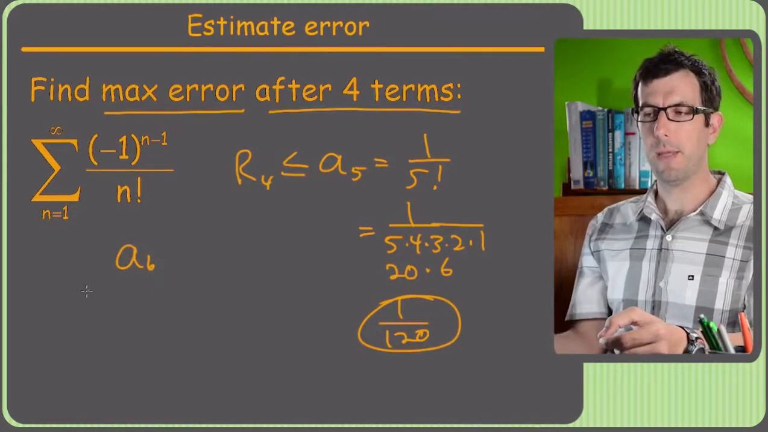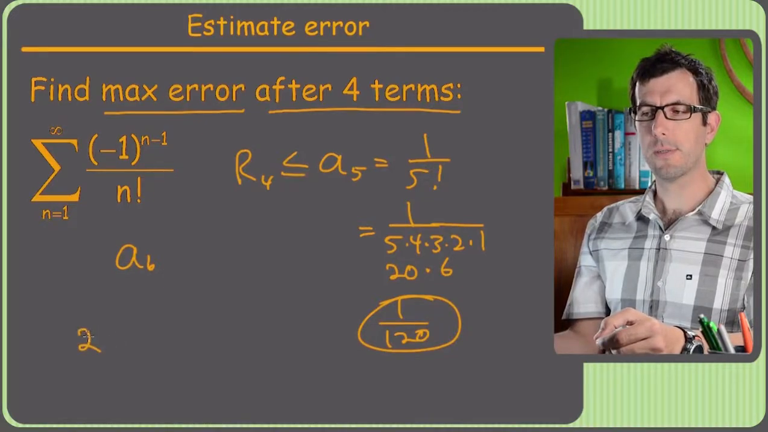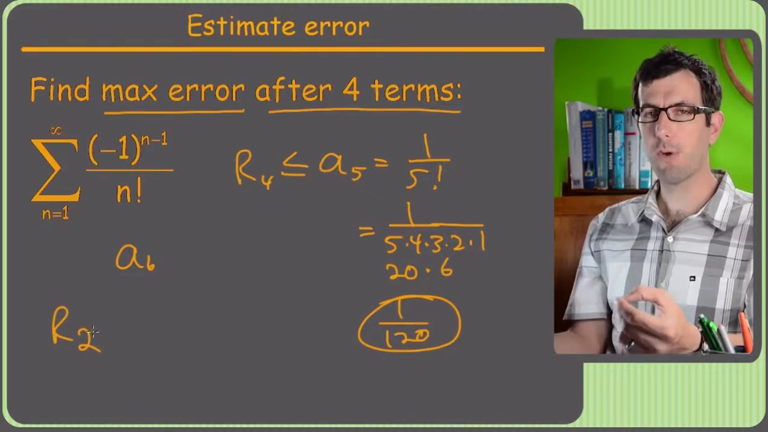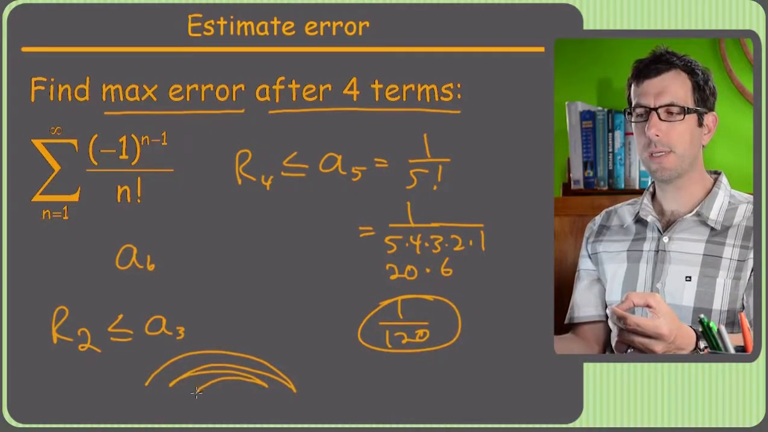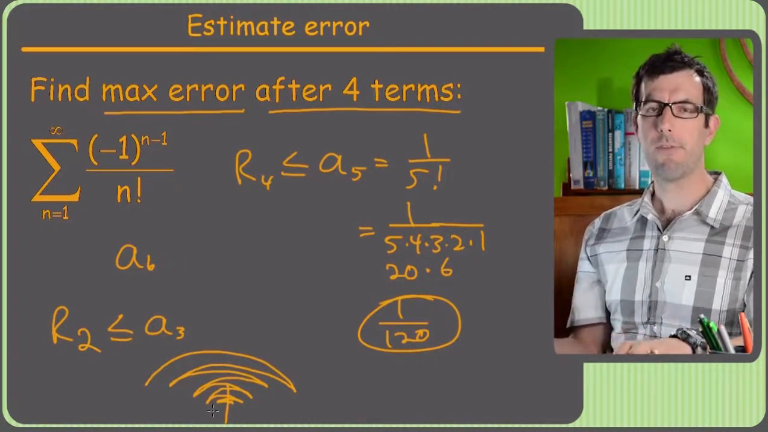of your final sum. After 2 terms, your remainder, the amount you could possibly be off, your error, is going to be less than or equal to whatever the 3rd term is. Because remember, we're doing this hopscotch thing. We're gradually zeroing in on the final sum. So you could never be more than the next term away from that final sum.